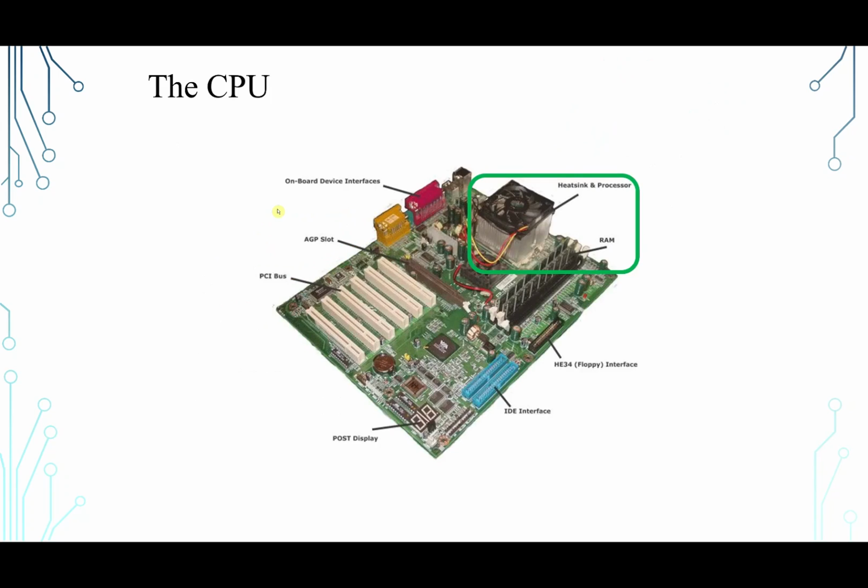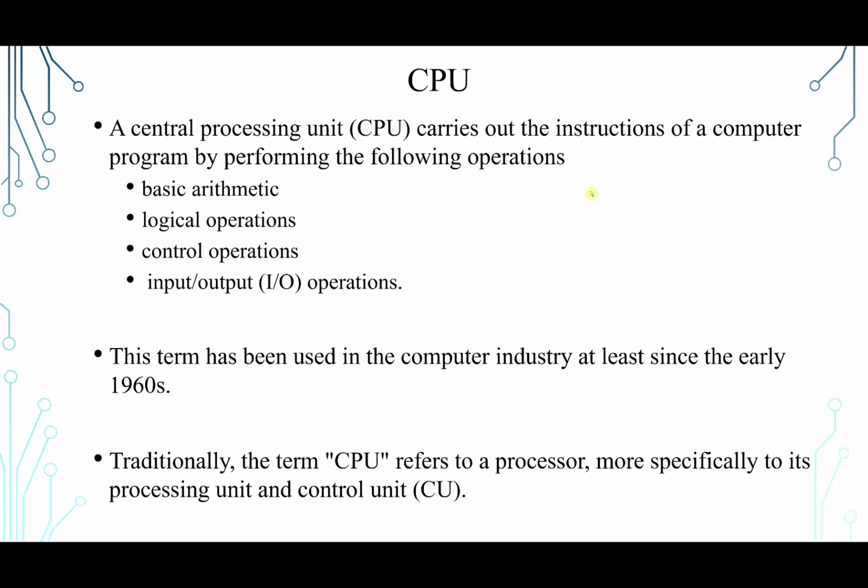Here is the CPU. What you see is basically the heat sink, and beneath that is the processor. The central processing unit carries out the instructions of a computer program by performing the following operations: basic arithmetic operations, logical operations, control operations, and input-output operations.